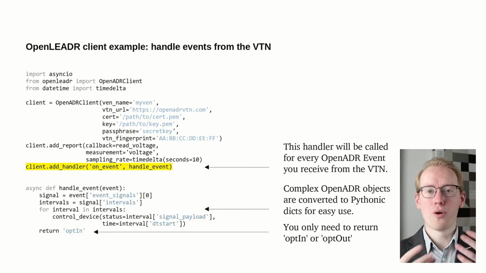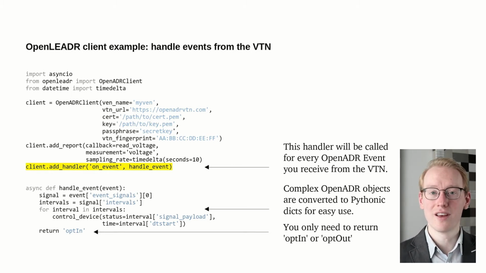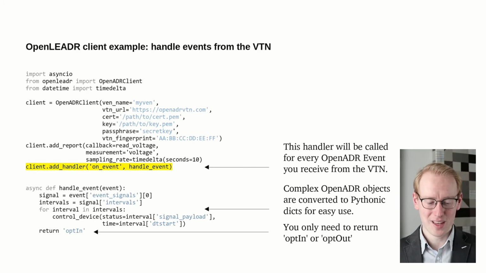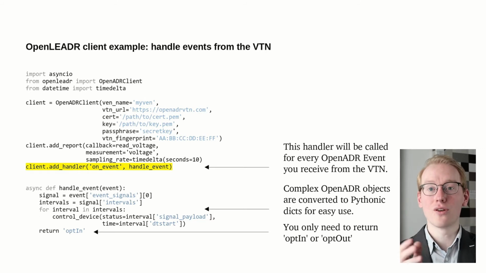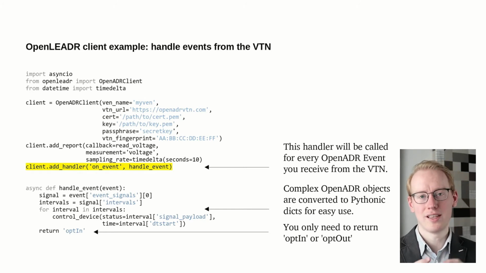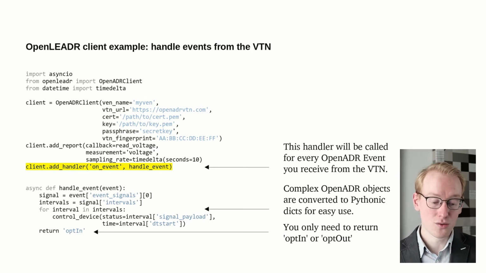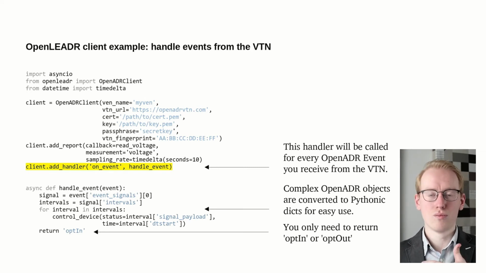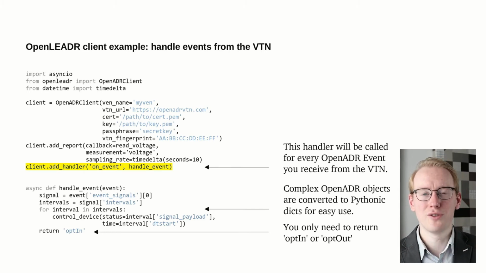Now we're sending out reports, but now we also want to handle events that come in. So we add a handler for the onEvent event. In this case, your handler will simply receive a dictionary that contains all of the information on the event. And you can unpack it, you can look at the signals in the event, you can look at the individual intervals in the event and the values that it sets. And in this case, we tell a hypothetical control device to execute this schedule in the future.